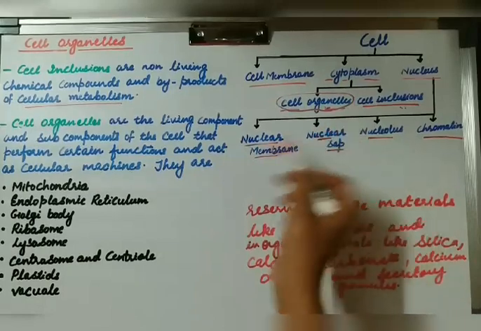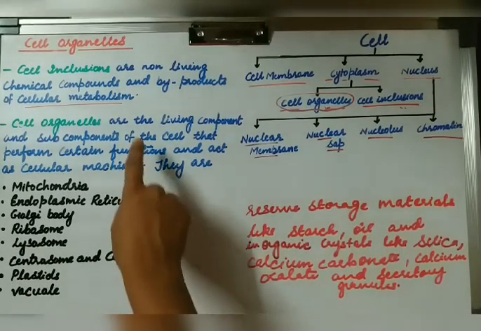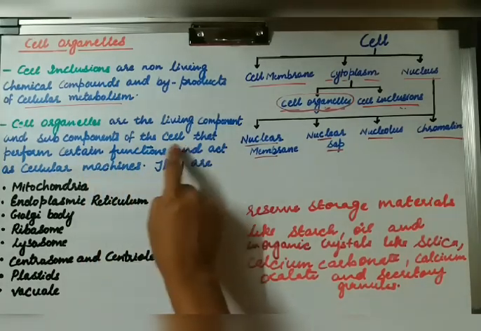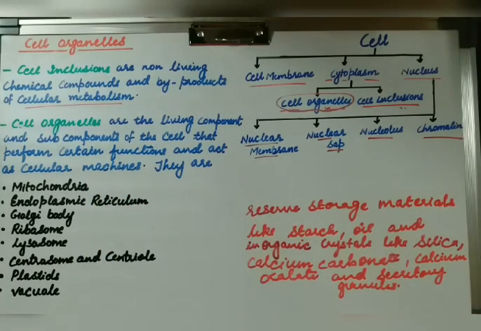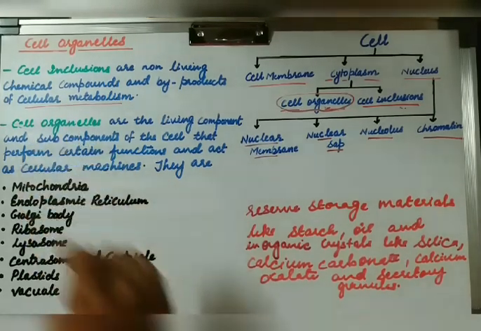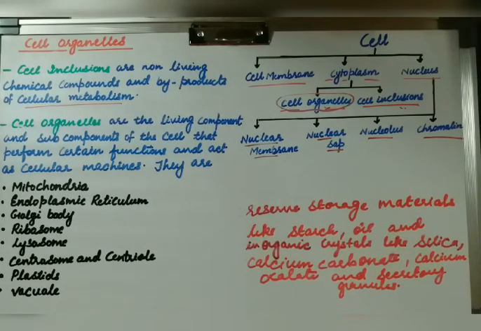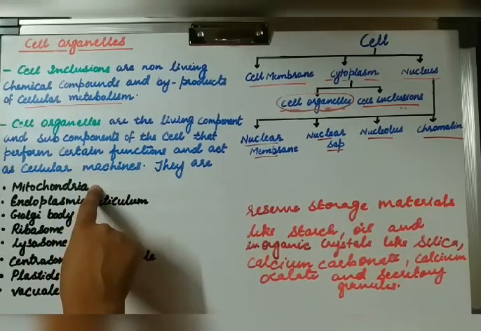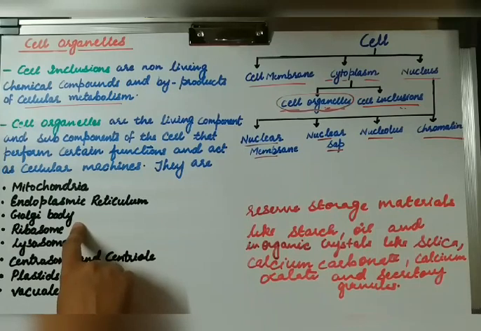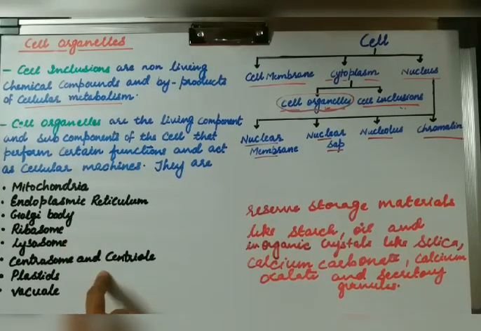Now our today's topic, cell organelles. Cell organelles are the living components and the subcomponents of the cell, or we can say a cellular machine. By the help of the cell organelles only, by the help of the cellular machines, the cell is able to perform various functions. The cell is able to perform different activities that are necessary for the cell to grow. So what are those cellular machines? They are basically your mitochondria, endoplasmic reticulum, Golgi body, ribosome, lysosome, centrosome, centriole, plastids, vacuole. We will deal with them one by one.